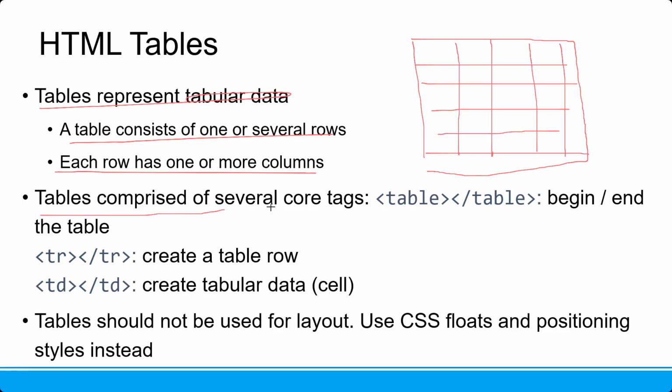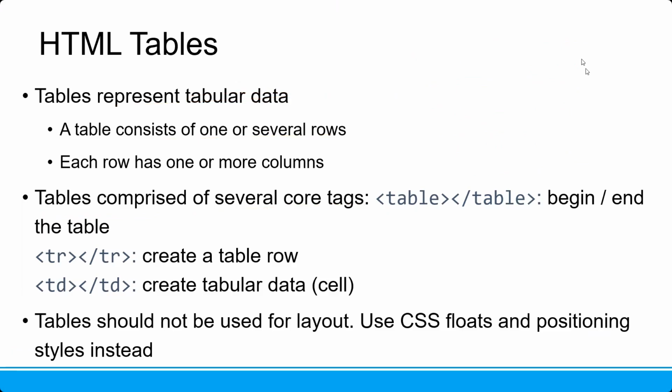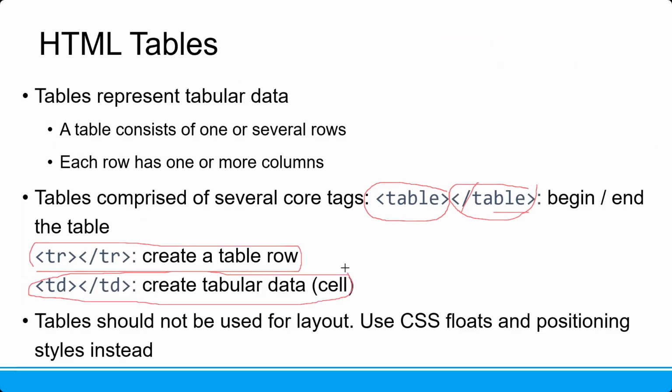So tables comprise several core tags. It means we will need to use the table tag as the beginning of the table, and then slash table for the ending of the table. And then for every table, you will need TR. TR represents the row, and TD represents the data or the cell of the table.